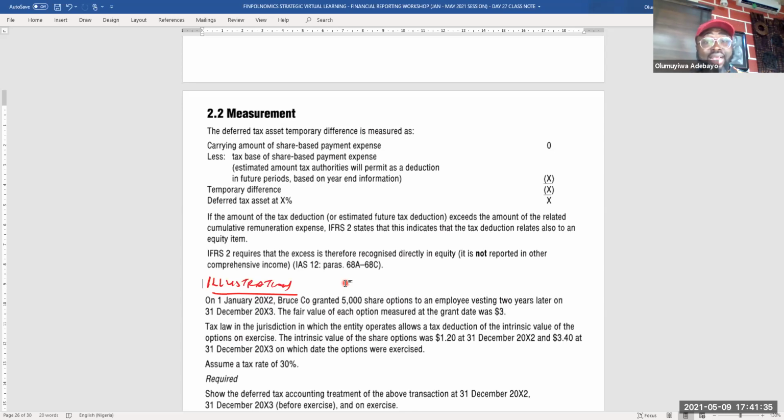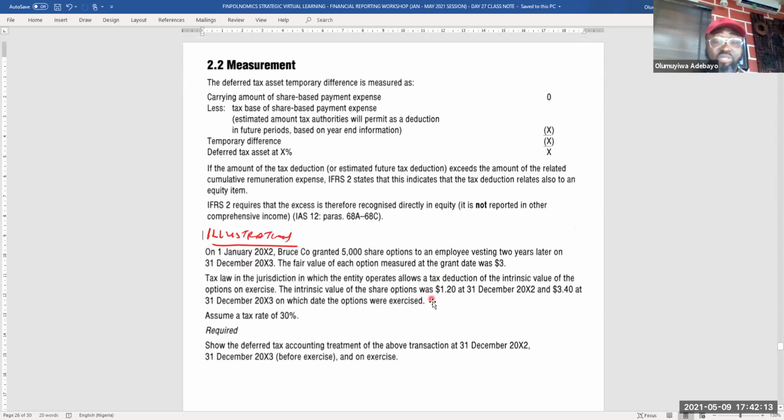But there are situations where what will be deductible for tax in the future is far above the expense cumulatively recognized. In that case, the standard concluded that the excess amount that could have given rise to a deferred tax asset will be attributable to the component recognized within equity, which means anything in excess of what's supposed to go to profit or loss will be recognized in equity directly, rather than in other comprehensive income. But let us use this illustration to explain it better.